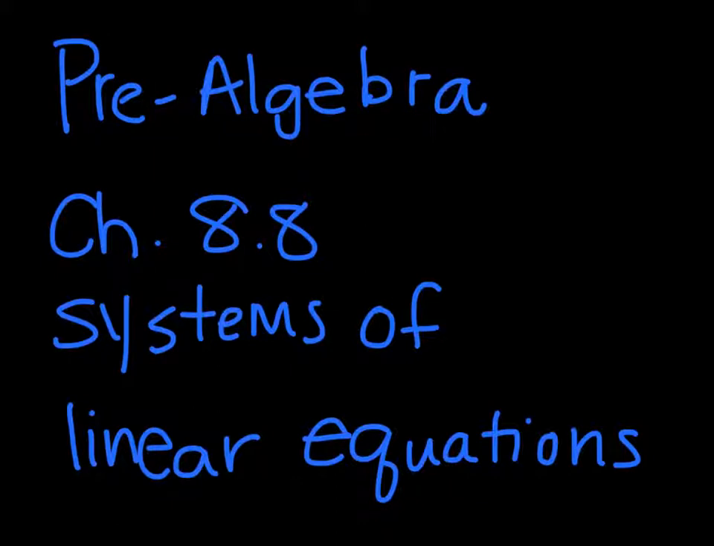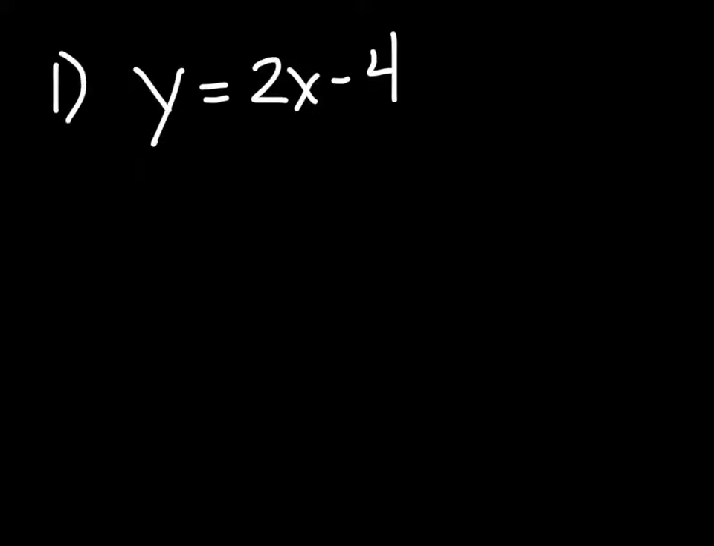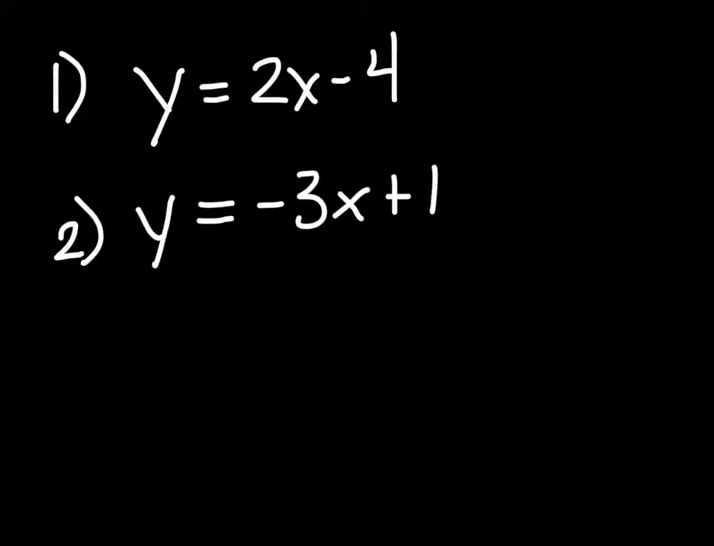Let's begin. A system of linear equations, sometimes just called a linear system, consists of two or more linear equations with the same variables. An example would be y equals 2x minus 4 as equation 1. And as equation 2, you might have y equals negative 3x plus 1.